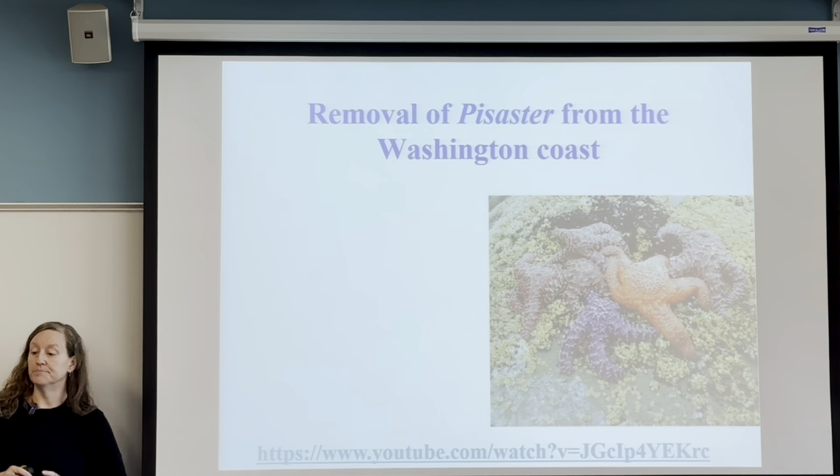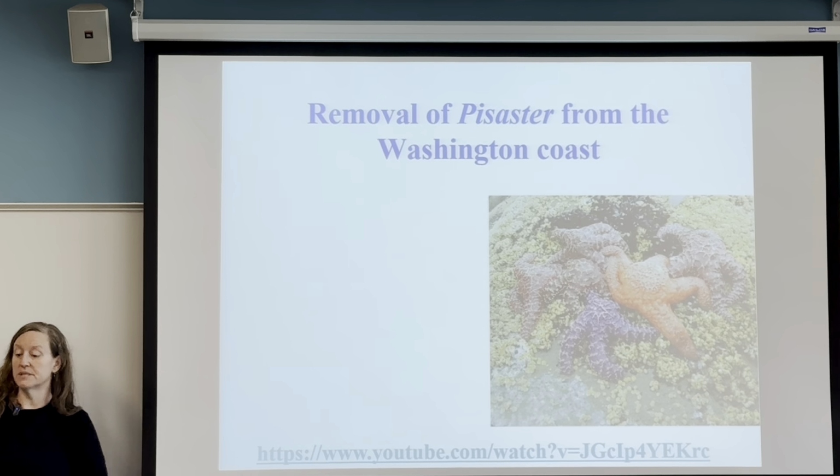All right, another example, Pisaster. These are very colorful sea stars. They're found on our west coast. There was an ecologist, his name was Robert Paine. He saw so many of these and he thought, I wonder if I get rid of these, what would happen?